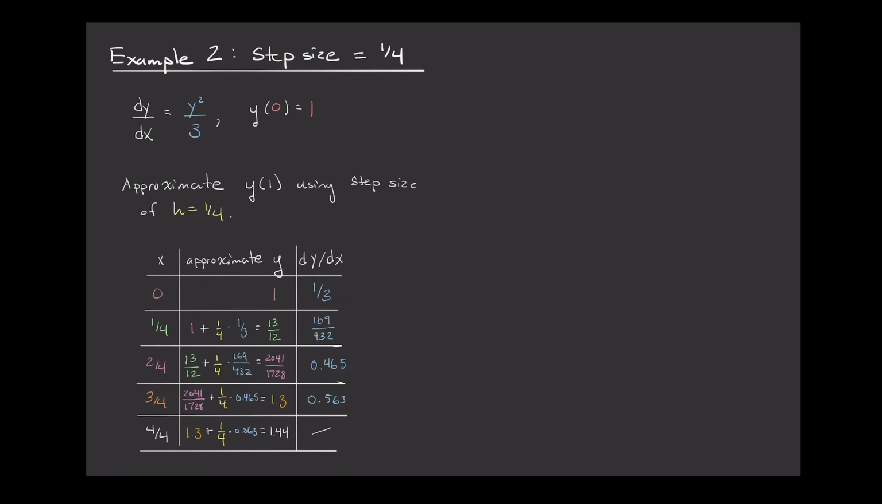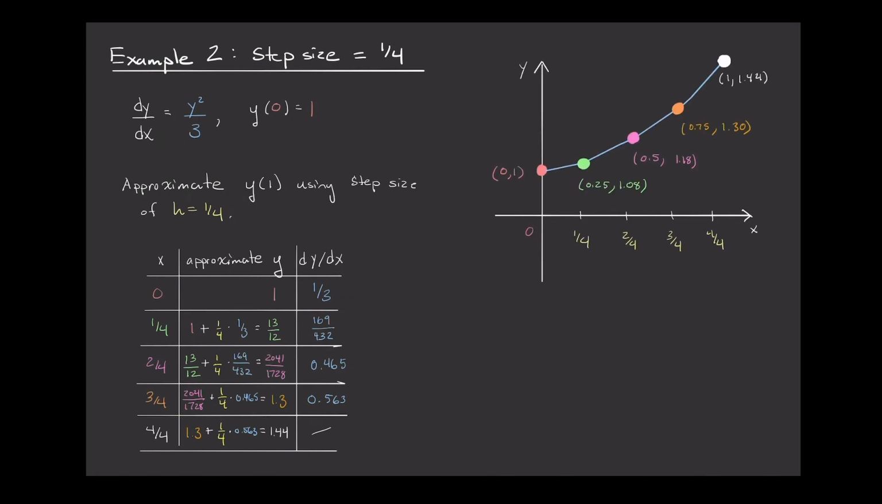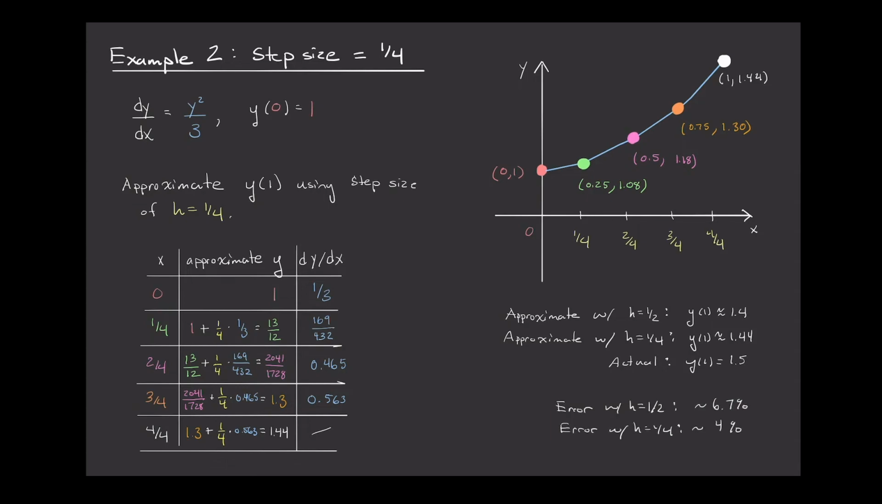And now if we present these calculations graphically, in either case it's easy to see that our new approximated y value is 1.44, which is a little bit different than our previous approximation of 1.4. And as before, we knew that the actual was 1.5. And if we compute the new percentage error, we get about 4%. This is clearly better than the previous error of 6.7%.